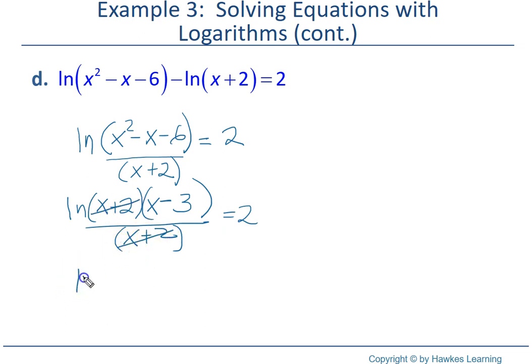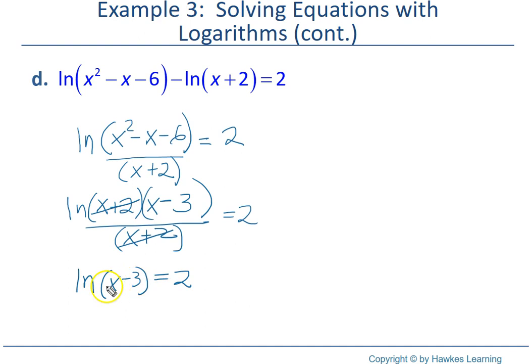So we have natural log of x minus 3 equals 2. Now this is in its logarithmic form. We want to put it in its exponential form. So let's do that up here.